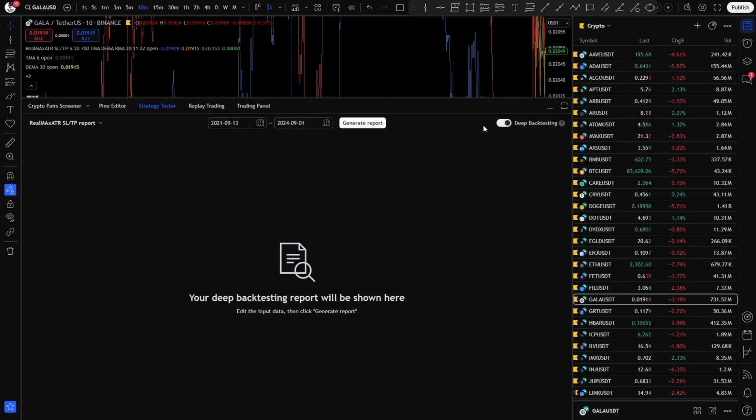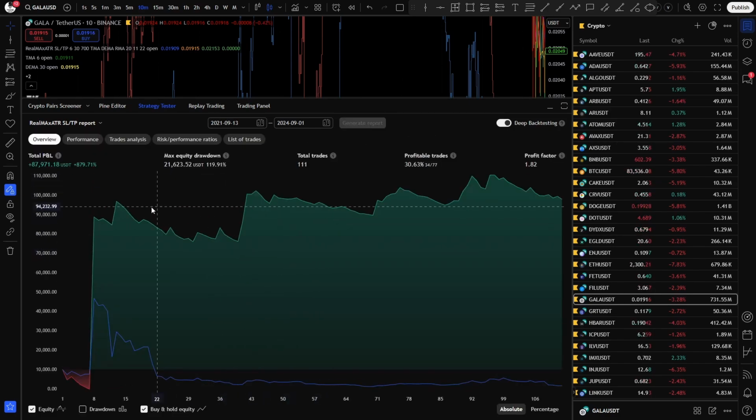Let's see the deep backtest of that. Well, the deep backtest looks a bit sketchy because we had a huge winner right here. But overall it seems profitable.